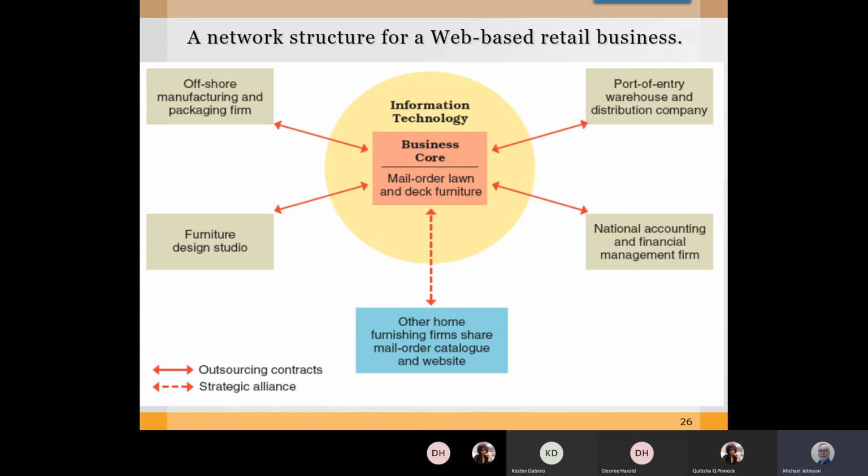Furniture design studios. All of these different elements, offshore manufacturing, you don't have to manufacture it, get somebody else to do it for you. If you don't have the equipment, but you have, let's say, the knowledge or the wherewithal to actually acquire customers, but you don't have the production capability and you don't have the distribution, somebody else does. And you can always connect with them. This is the network philosophy.